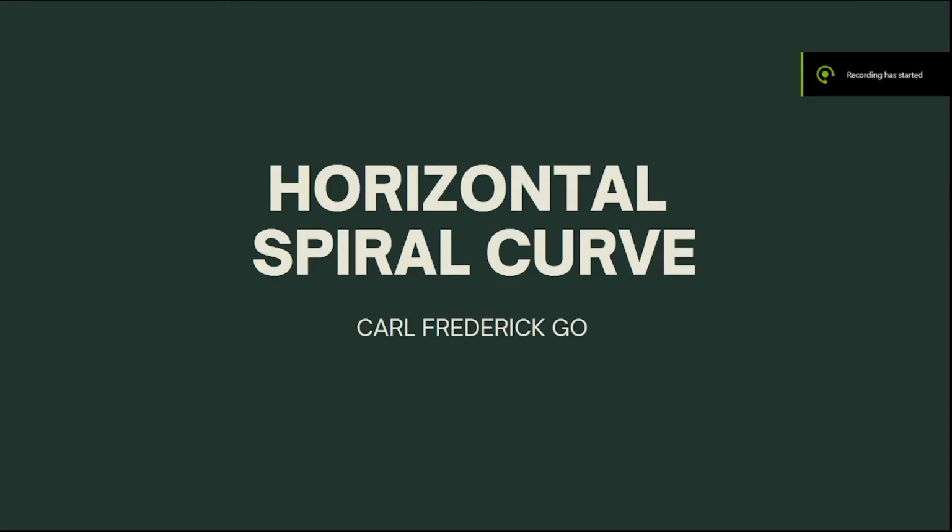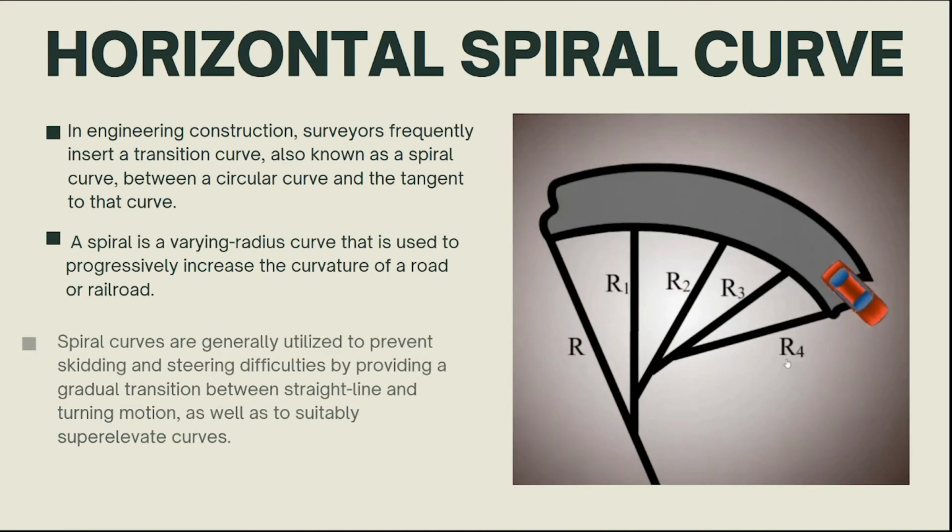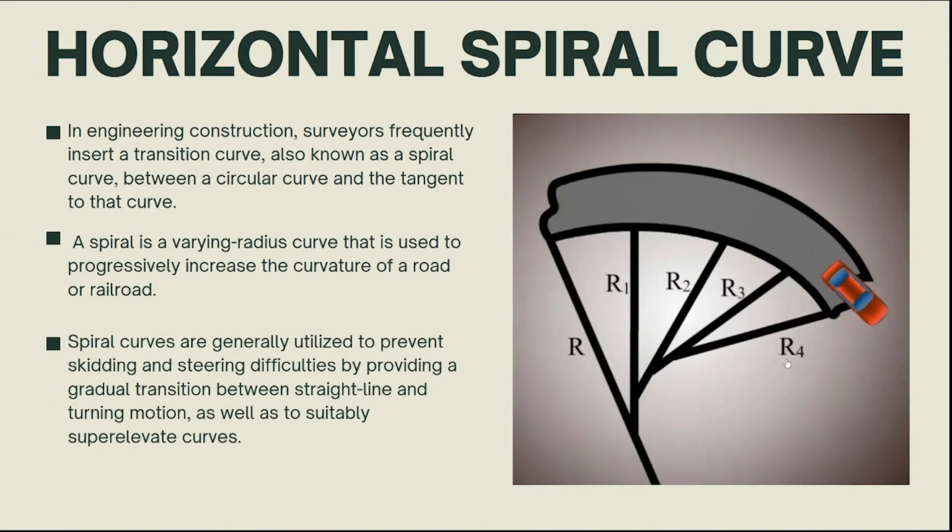My name is Carl Go, and I'll be discussing our last topic for today, which is the horizontal spiral curve. The horizontal spiral curve, also known as the transition curve, is a curve of varying radius used to gradually increase the curvature of a road or railroad. Spiral curves are used primarily to reduce skidding and steering difficulties by gradual transition between straight line and turning motion, and/or to provide a method for adequately superelevating curves.